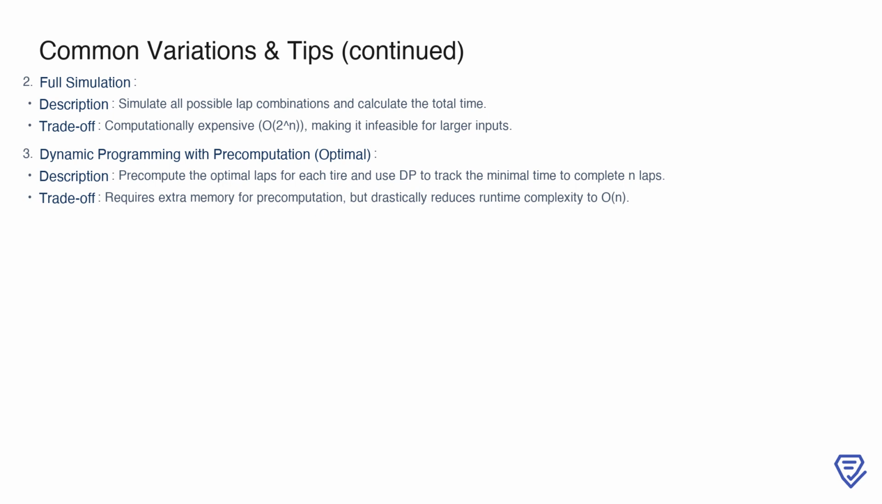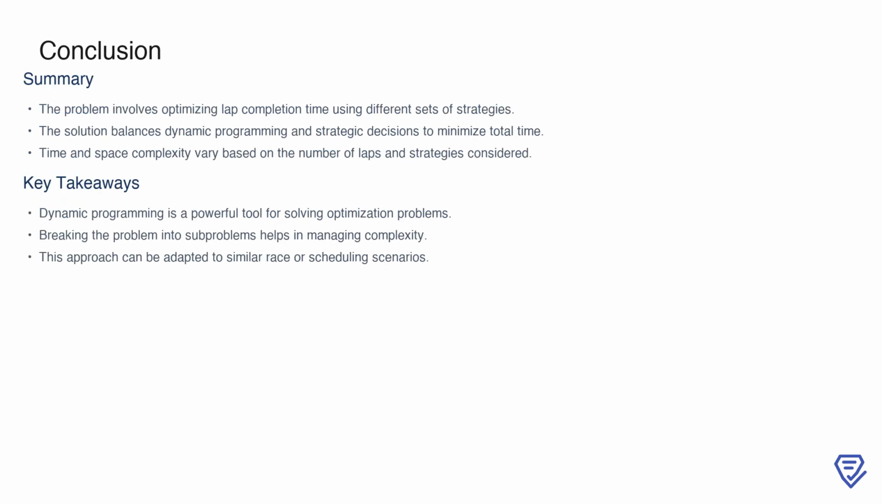The optimal approach involves dynamic programming combined with pre-computation. By pre-computing the maximum laps each tire can optimally handle and using dynamic programming to track the minimal time for n laps, we achieve a significant reduction in runtime complexity to O(n). While this method requires additional memory for pre-computation, the trade-off is well worth it, as it ensures the solution is both efficient and scalable. Great job! We've now walked through the solution to Minimum Time to Finish the Race. By applying dynamic programming and strategic thinking, we tackled this challenging optimization problem.